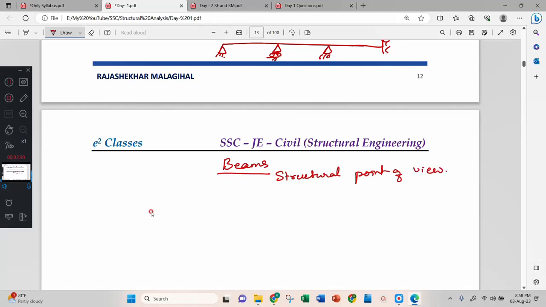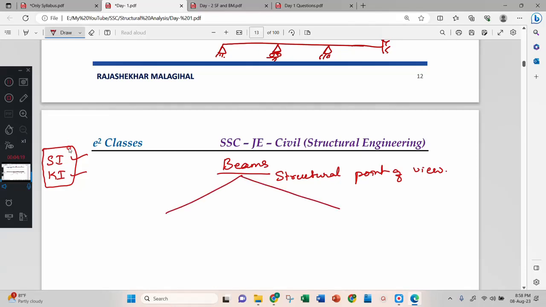In your diploma syllabus, we don't have anything like statically indeterminate and kinematic indeterminate. Therefore, diploma students are not introduced to these, so that is not included. However, if you are an engineering student, you will know these two, so you can just refresh those concepts. Here, it is not required that much.